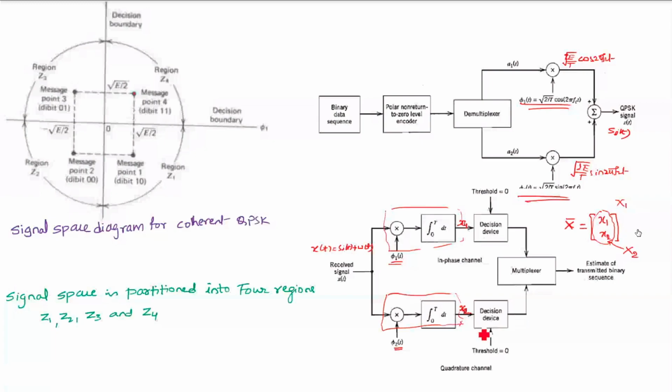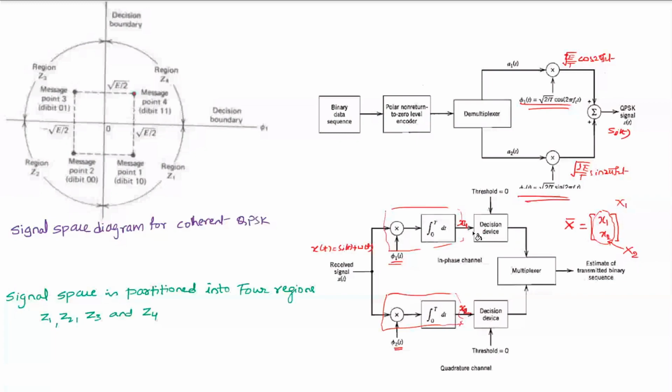Sorry, if x2 is greater than 0, it will be decided in favor of 1. If x2 is less than 0, it will be decided in favor of a 0. Here x1, if it is greater than 0, it will be decided as a 1. x1, if it is less than 0, it will be decided as 0, right?